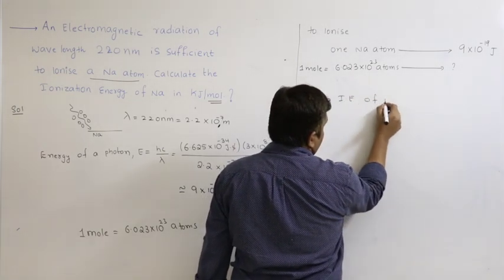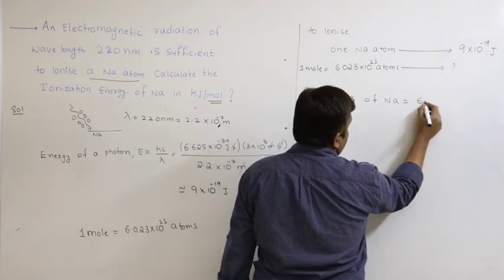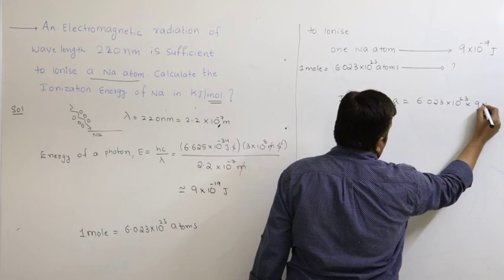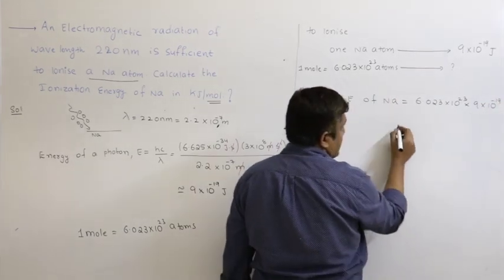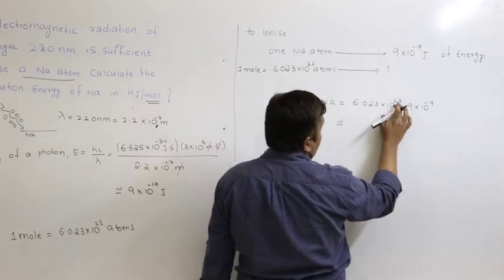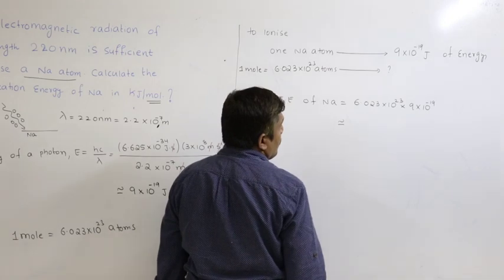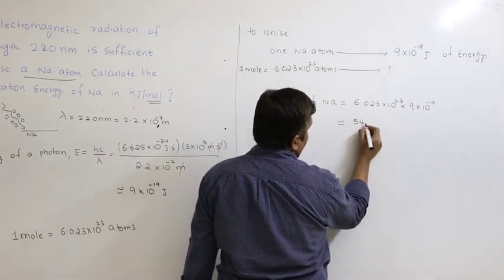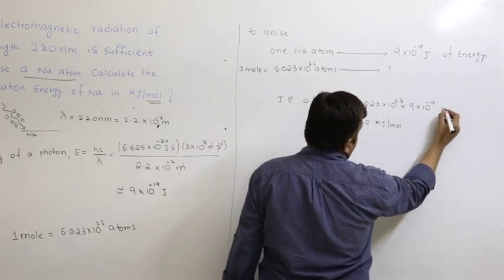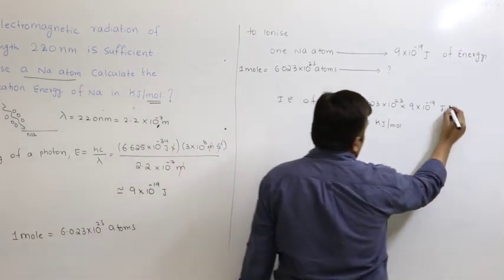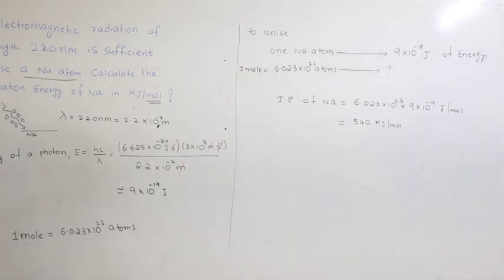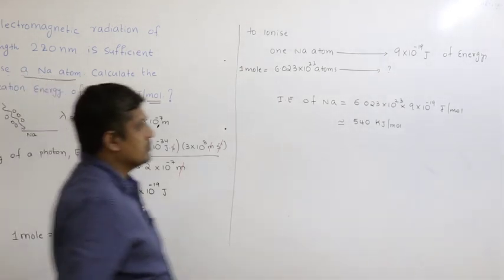So, ionization energy of sodium is equal to 6.023 into 10 power 23 times 9 into 10 power minus 19. So approximately 54, 23, 4. So okay, 540 kilojoules per mole. This is joules per mole. This is kilojoules per mole. Right.